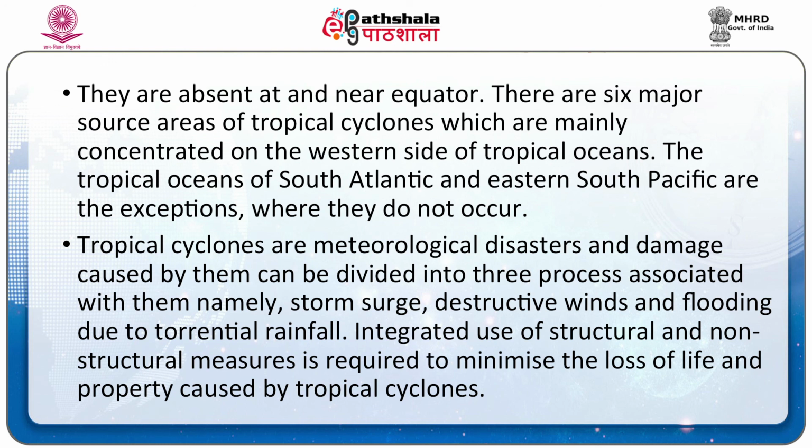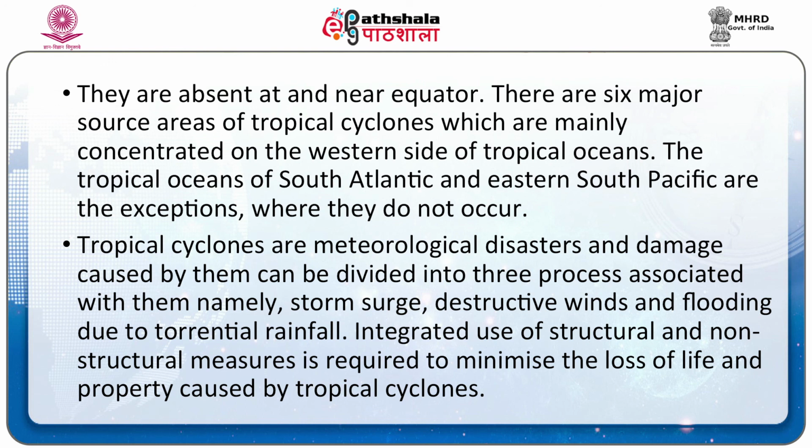There are 6 major source areas of tropical cyclones, which are mainly concentrated on the western side of tropical oceans. The tropical oceans of South Atlantic and eastern South Pacific are the exceptions where they don't occur.